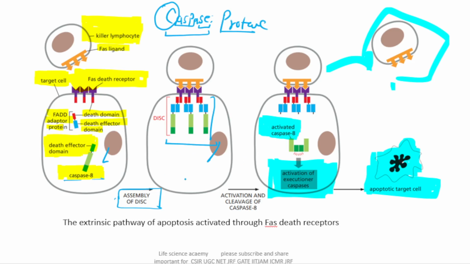And when the DISC is formed, this is fueled by the activated caspase 8 and the activation of the executioner pathway. And when the executioner pathway is activated, it apoptotizes the target cell. So this is the apoptosis pathway.